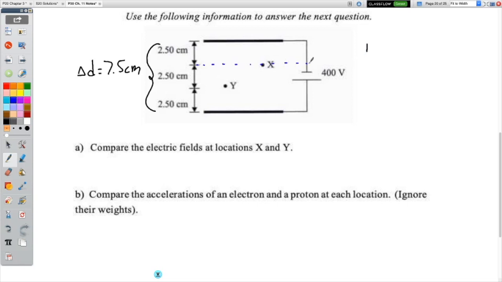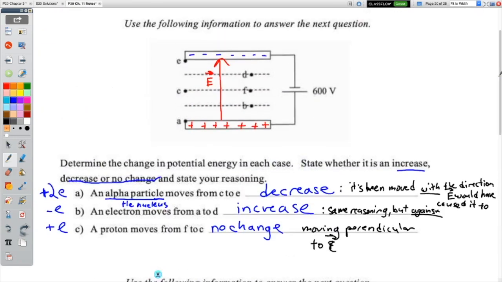By the way, sorry, just something I meant to point out. If we go back here, what are these lines? What are these dashed lines? What would be the name for those? Take a second, think about it. Okay, I'll give you a hint. What is the same at every point on those lines?